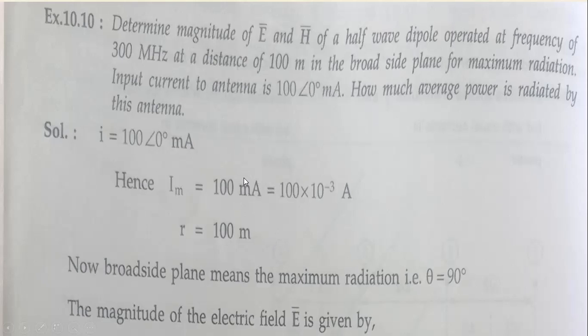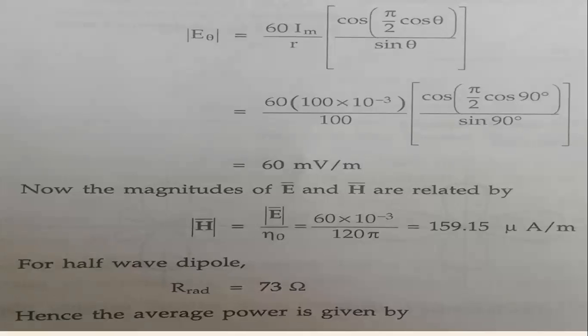And the next is what is mentioned here. The broadside plane means the maximum radiation, that is theta. So in the broadside plane, especially for the maximum radiation, how can we get that maximum radiation at a particular angle? That is at 90 degree. At a particular 90 degree we can get the maximum radiation. And the magnitude of the electric field can be calculated as E theta, and we are going to simplify E as well as H.